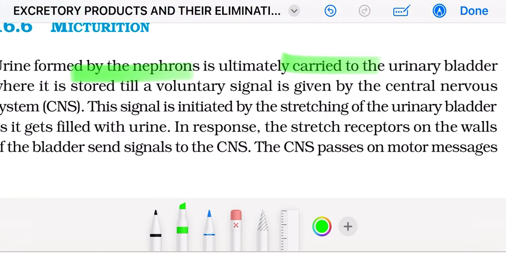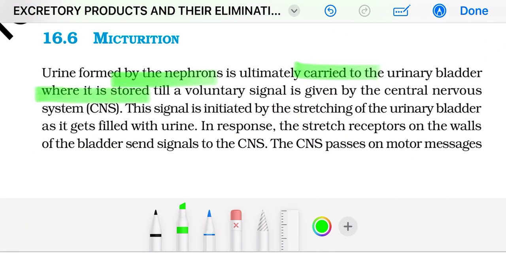Micturition. Urine formed by nephrons will ultimately be carried to the urinary bladder, where it is stored till a voluntary signal is given by the central nervous system. The signal is initiated by stretching of the urinary bladder as it gets filled with urine. In response, the stretch receptors on the walls of the bladder send signals to the CNS.